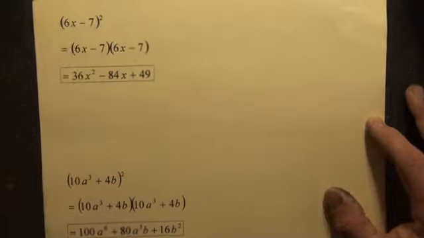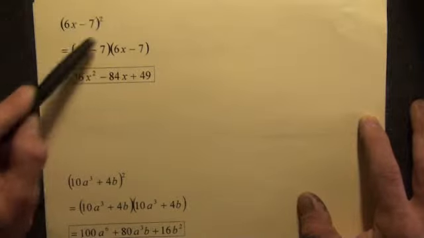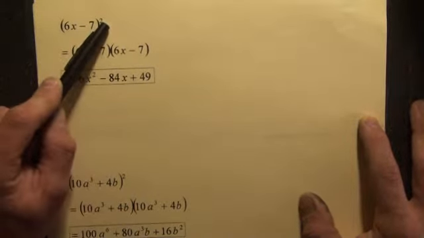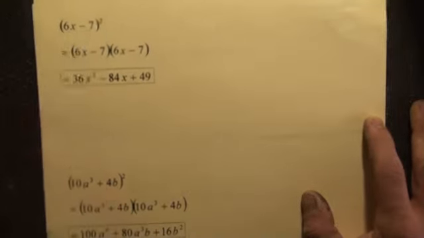Done. Next one. You have a binomial, quantity squared. That's how this is pronounced. 6x minus 7, quantity, this quantity will be squared. All right? So in other words, add this together or subtract it together first, then square, you're all done.